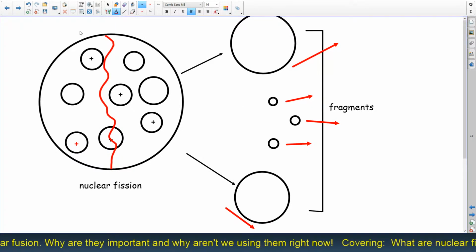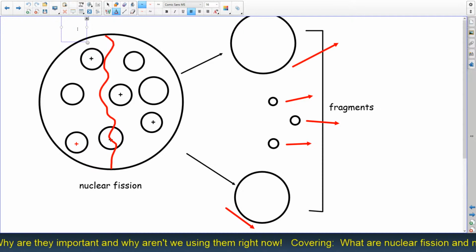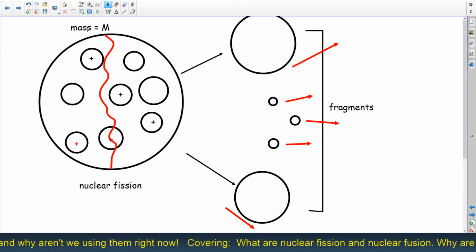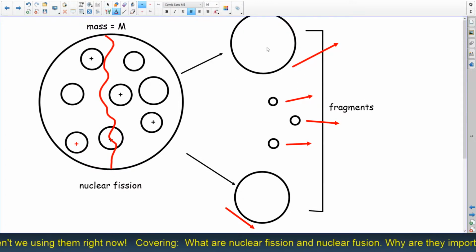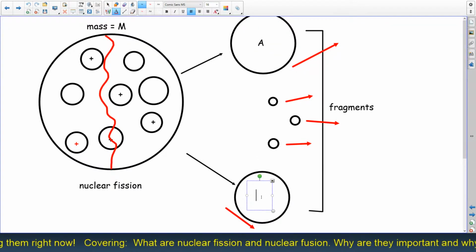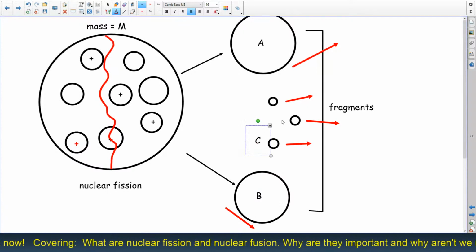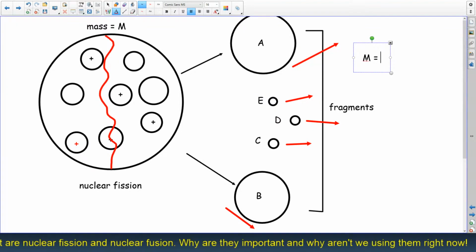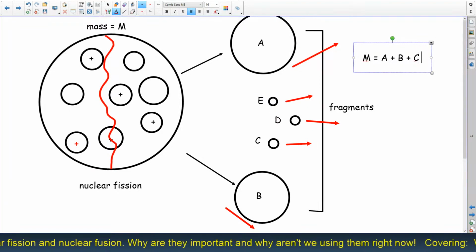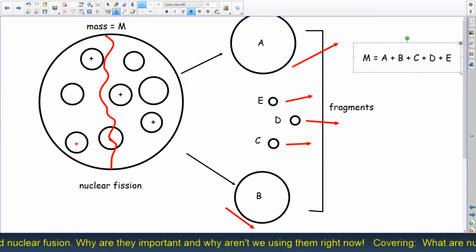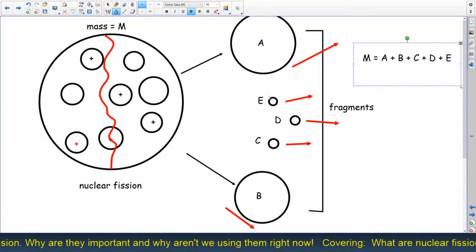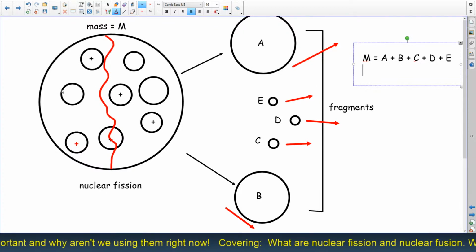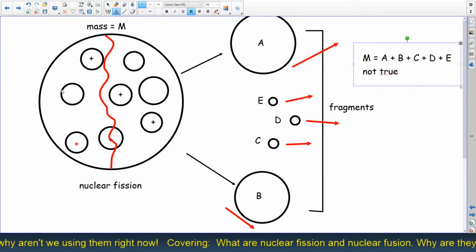And where it came from was that if we had a certain mass, let's imagine that the mass of my original nucleus is represented by the letter M, and we call this mass A and this mass B, and these little ones here C, D, and E, then it would make sense that M would equal A plus B plus C plus D plus E. That is, if you could pick up all of the random bits and bobs that you've just broken up from a nucleus and shove them back together again, you'd have the same thing, mass-wise. And that is not true.